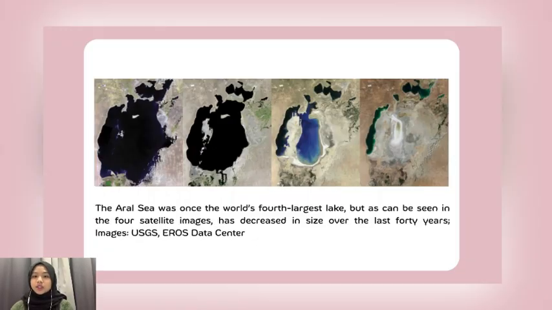This is an image from the area of Lake Chad, which was the size of a large lake, and it's a four large lakes. There is a four-image from the satellite showing a decrease in the size over the last 40 years, and this is an image from the USGS EROS data center.